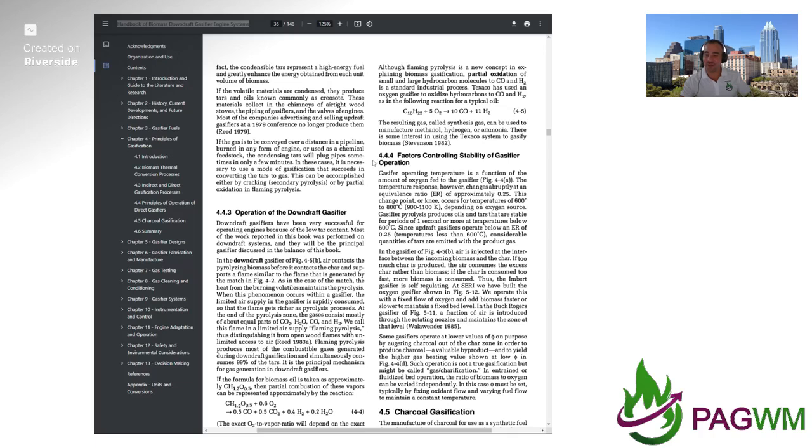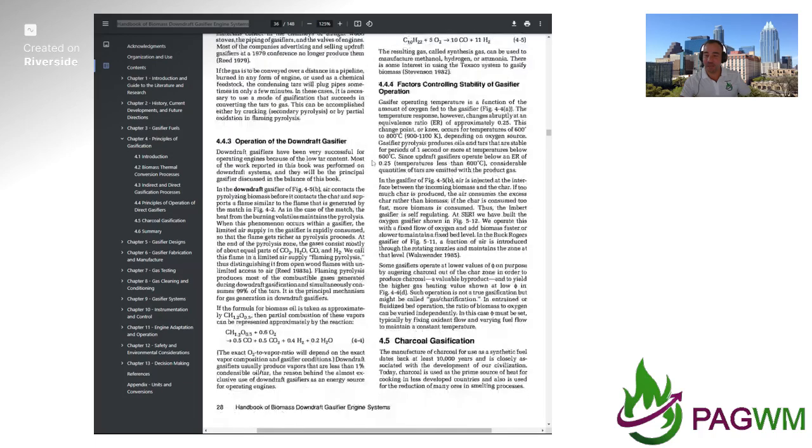Factors controlling stability of gasifier operation. Gasifier operating temperature is a function of the amount of oxygen fed to the gasifier. The temperature response, however, changes abruptly at an equivalence ratio of approximately 0.25. This change point occurs for temperatures of 600 to 800 degrees Celsius, depending on oxygen source.